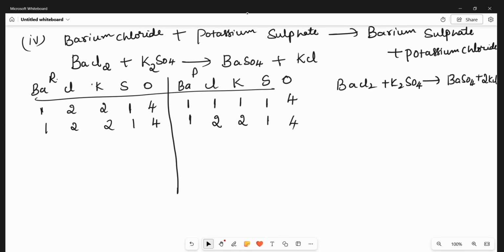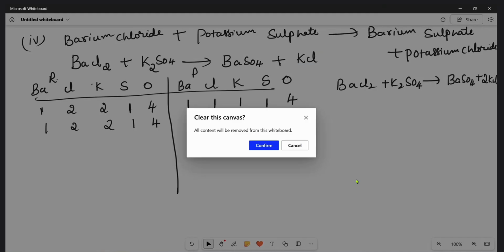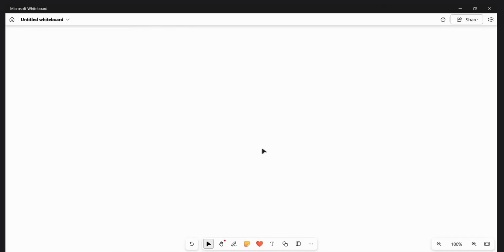Okay, next. Done? Any doubt? Okay. This is done. It is a double displacement reaction. Next one.